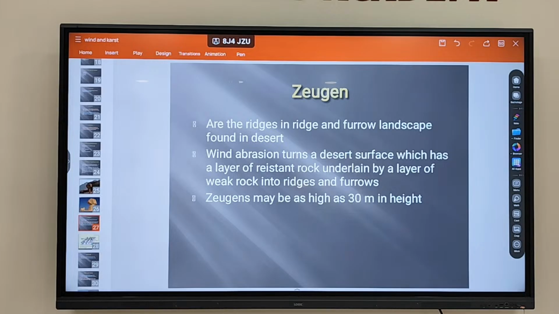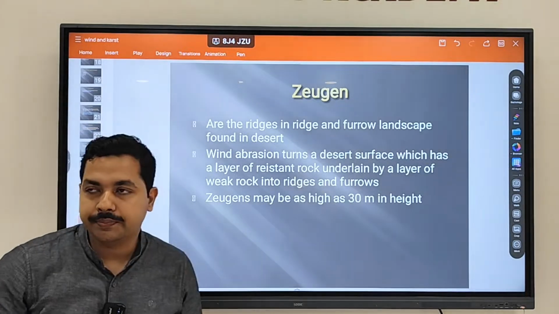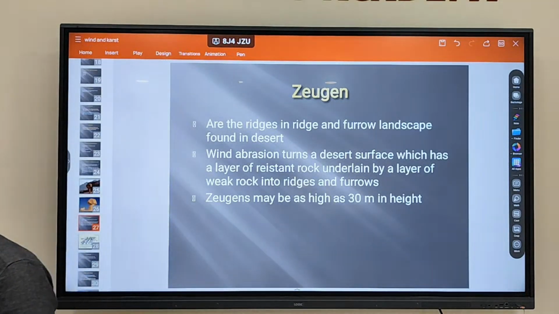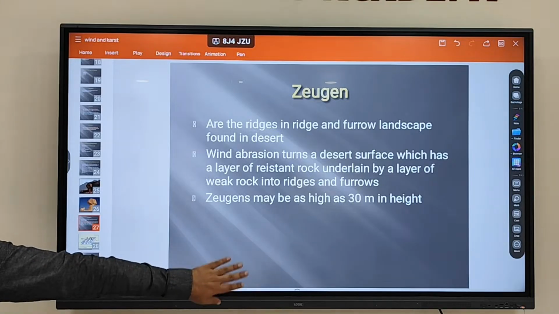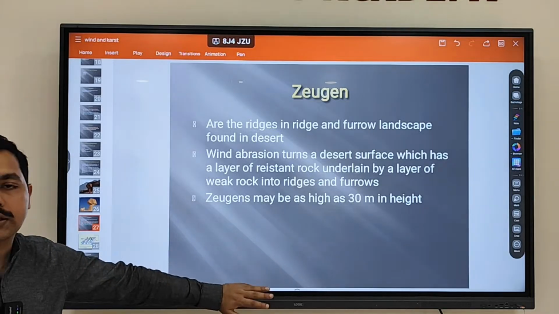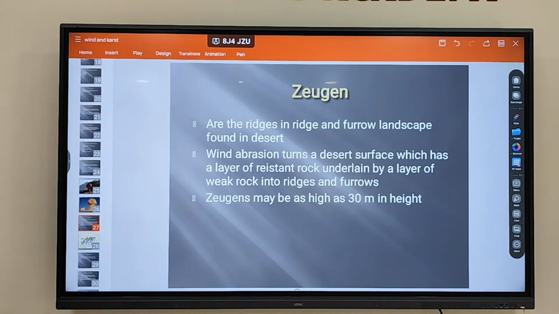Fine. So the first landform made by wind erosion is mushroom rock. The second is Jugan. Mushroom rock is a single rock eroded at the base. When there is a series of rock made up of harder and softer layers, the harder will not be eroded, the softer will be eroded, and this ridge and furrow will create a Jugan.